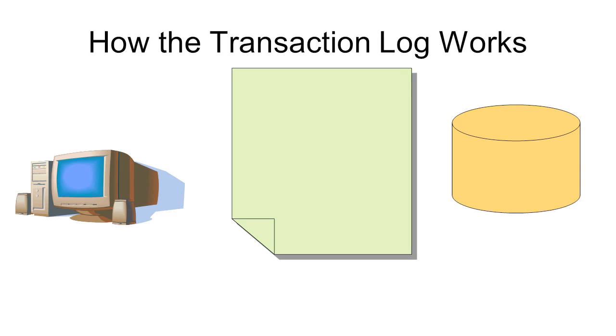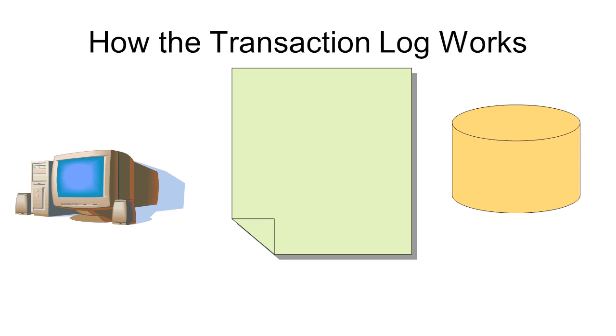So the transaction log is essentially a scratch pad that SQL Server uses to track all the transactions that are coming in and out of your database before those transactions actually make it to your database. So on this slide, the green page in the middle is our transaction log. On the right, we have our database, and on the left, we have an extremely old PC with a nice CRT monitor that represents our client. And we'll walk through how this all works.